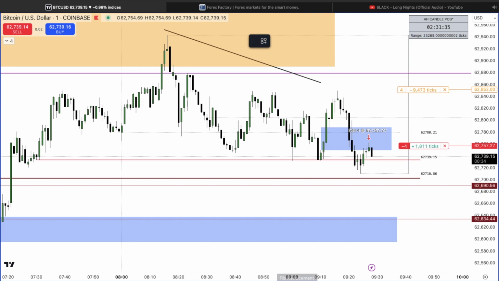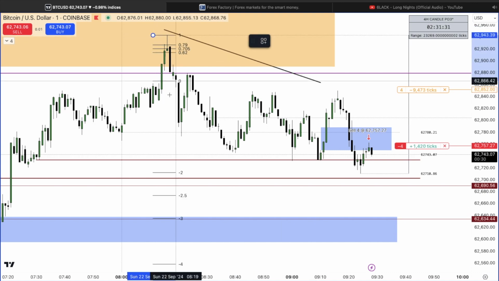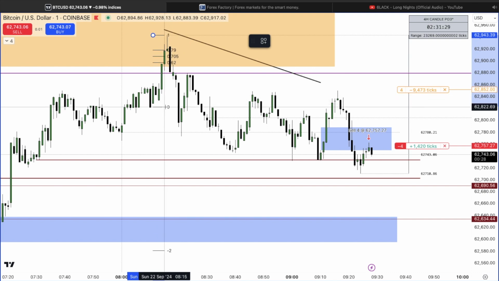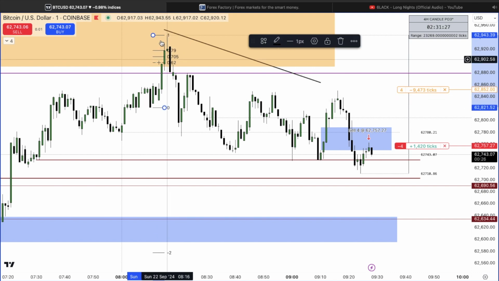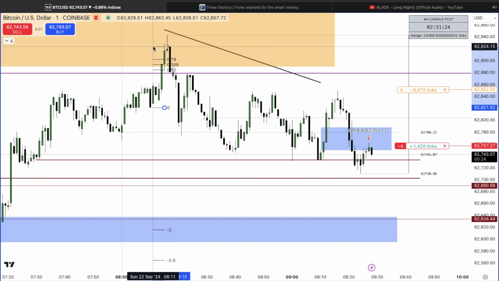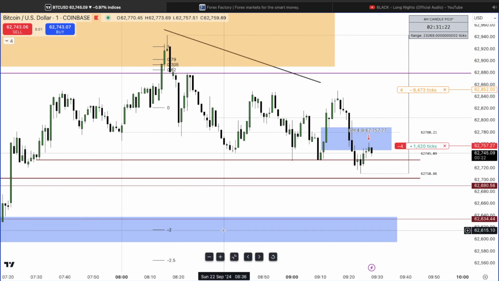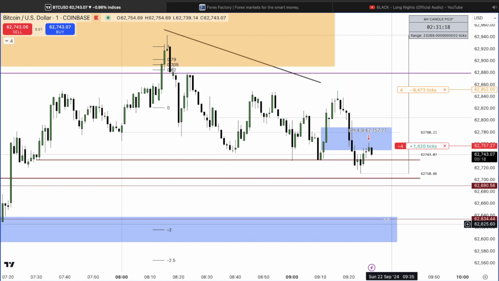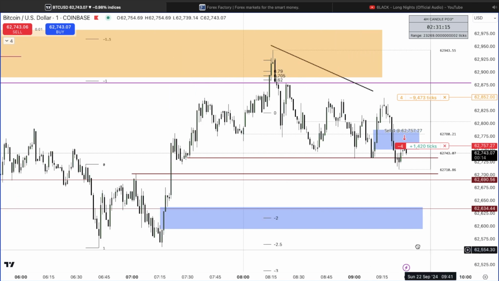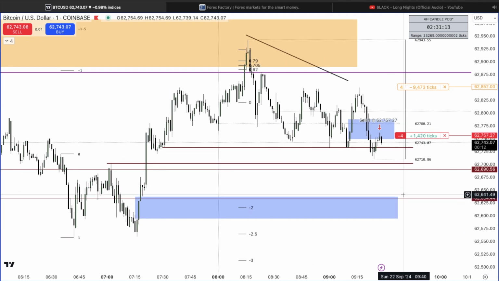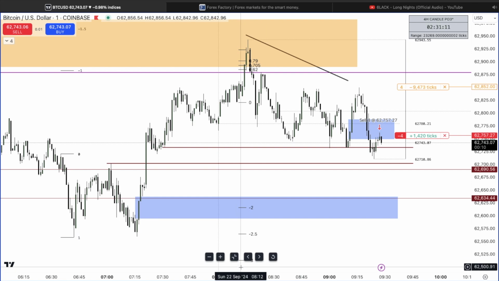And then if we are going to use deviations here, let's use the bodies. So we are at 2 right there. So yeah, at least this is our partial level. Partial level right here at the imbalance, and then we'll leave the runner for the rest of the deviations there.